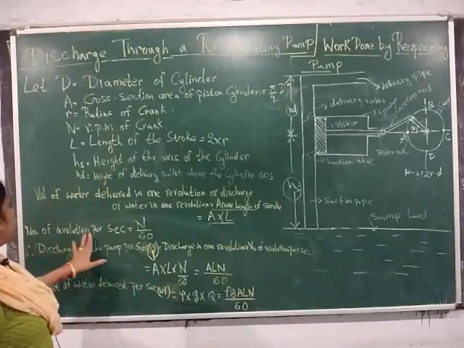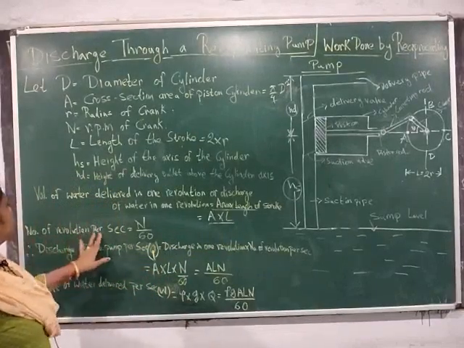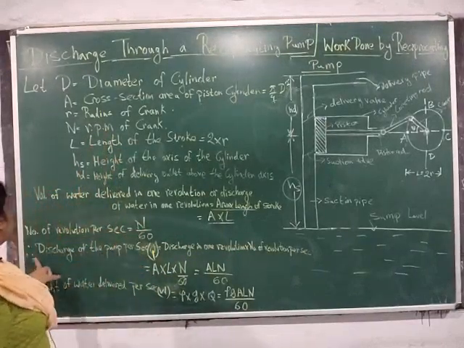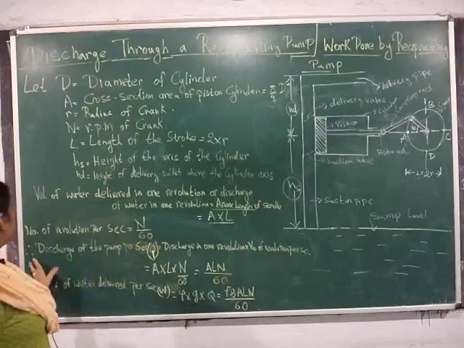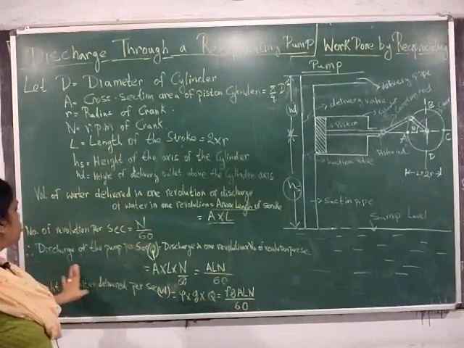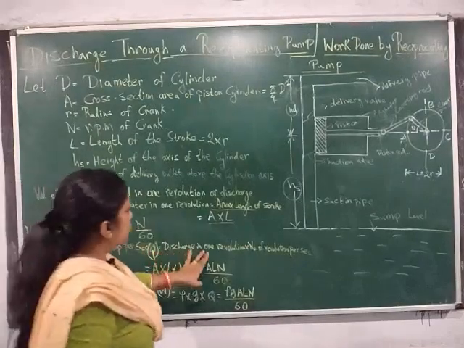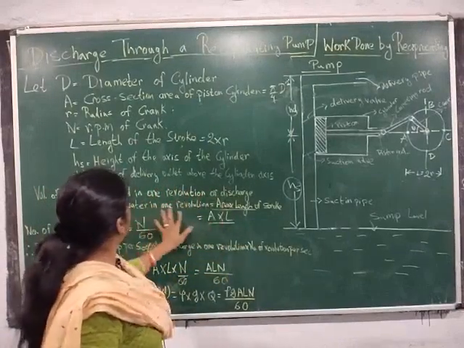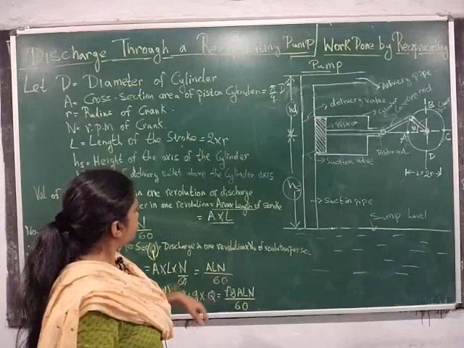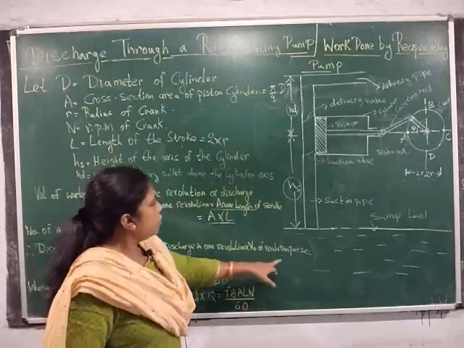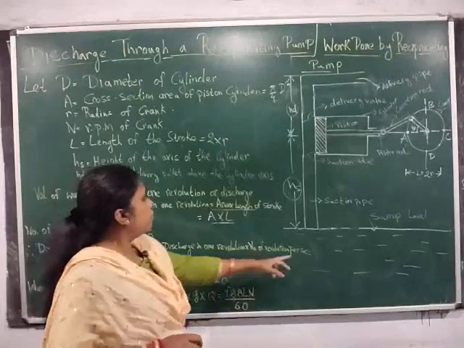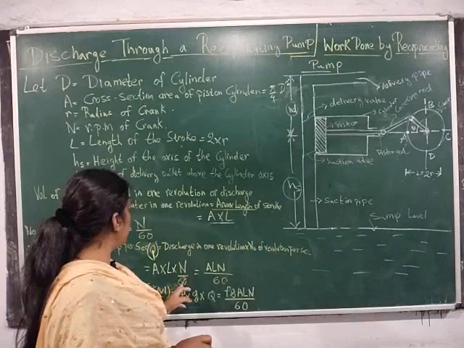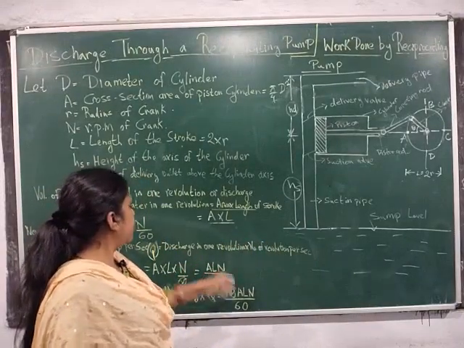Next, the number of revolutions per second. The number of revolutions per minute is N, so per second it is equal to N divided by 60. Next, the discharge of the pump per second, which is Q. The discharge of the pump per second is the discharge in one revolution, which is A into L, into the number of revolutions per second, which is N divided by 60. So we are getting A L N divided by 60.